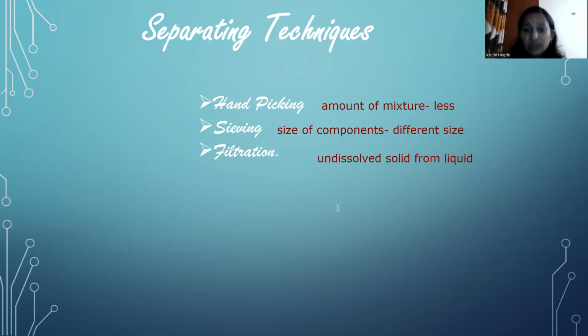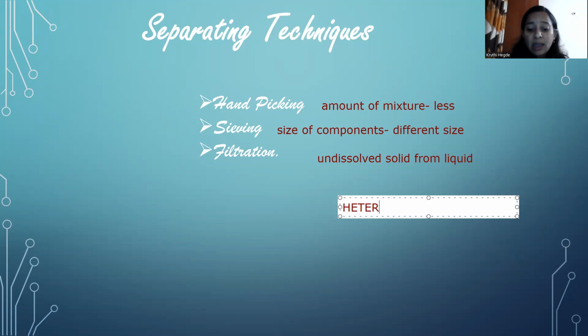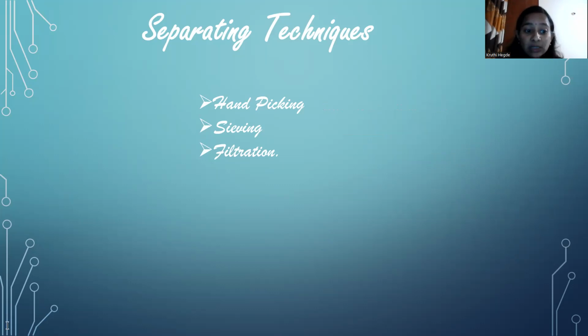But in case of these techniques, they are mainly heterogeneous mixtures, where separation becomes quite easy as the two components that are mixed are clearly visible. Now, in case of homogeneous mixture, what has to be done for separation, let us understand.